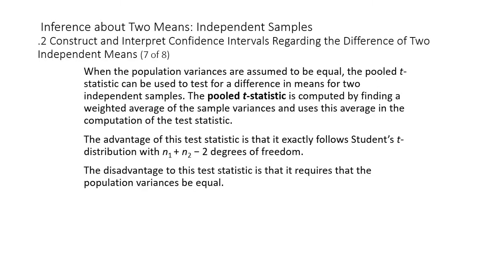When the population variances are assumed to be equal, the pooled t statistic can be used to test for the difference in means for two independent samples. The pooled t statistic is computed by finding the weighted average of the sample variances and uses this average in the computation of the test statistic. The advantage of this test statistic is that it exactly follows the student t distribution with n1 plus n2 minus 2 degrees of freedom. The disadvantage of this test statistic is that it requires the population variances to be equal.